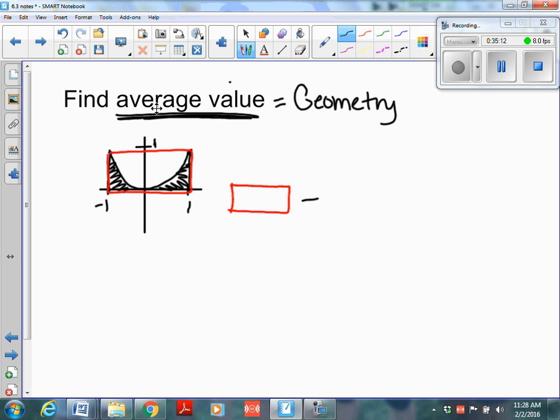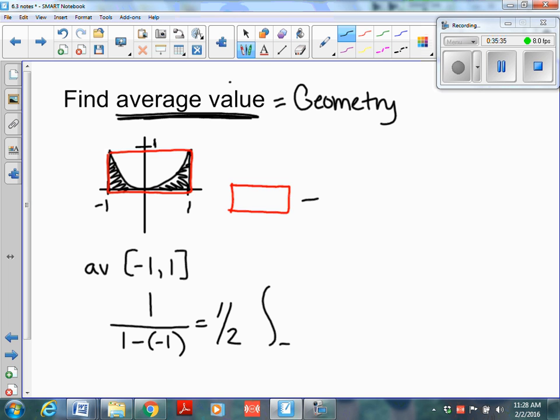But they want you to find the average value. They want you to find the average value between a -1 and 1 of this picture. How do you find the average value? It's 1 over the b minus the a. So that's 1/2. So you need that. And then you need to integrate from a -1 to 1. And I don't know what f of x dx is, but whatever this is, we need to multiply by 1/2. But we don't have a function, we just have geometry.